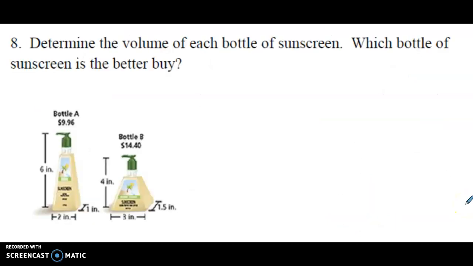All right, we're going to skip down to number 8. It says determine the volume of each bottle of sunscreen. Which bottle of sunscreen is the better buy? Again, when you have multiple parts, you do the first part first. You're going to find the 2 volumes. So what I would like you to do is to go ahead and pause the video. Both of these shapes are rectangular pyramids. So do them separately. You can label them bottle A, bottle B, and find the volume of each.